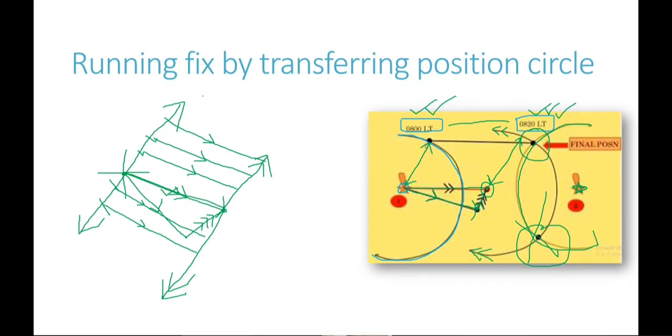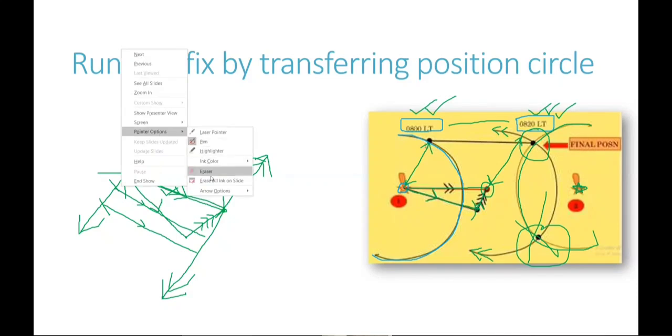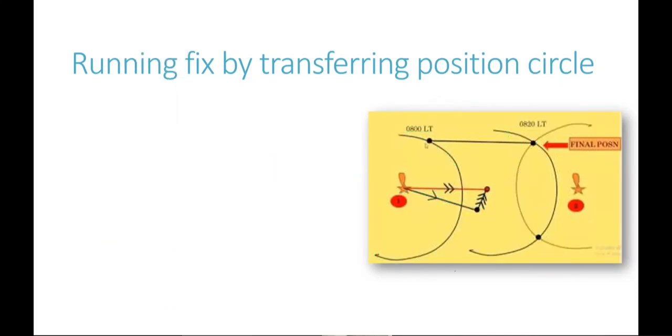Let's say, for example, in this particular question, they can tell you, let me erase the ink. Now you have two positions here. One position is this one, second position is this one. Now let us say both of them are falling in safe waters. They can give you a hint in the question with which you can cross out one of the positions. What kind of hint can they give you? They can tell you that at 0820, the lighthouse was in a southeasterly direction.